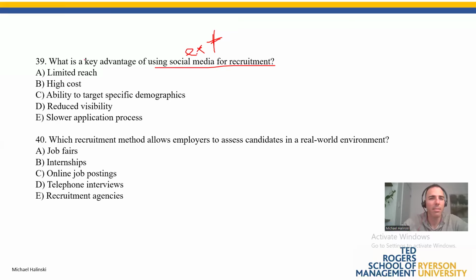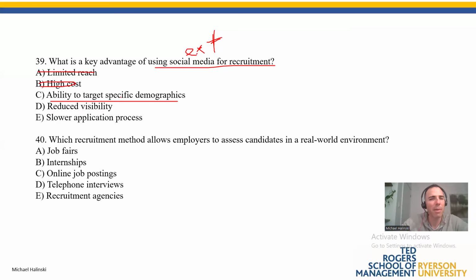Okay. All right. So what's a key advantage? Limited reach? No, it is a massive reach. Let's see. Is high cost a key advantage? High cost is an advantage? No, high cost would be a disadvantage. Ability to target specific demographics?